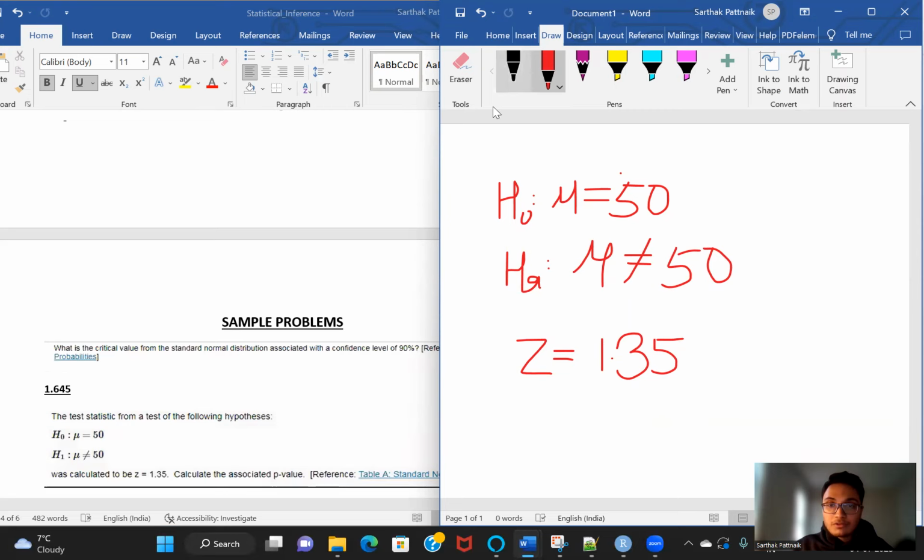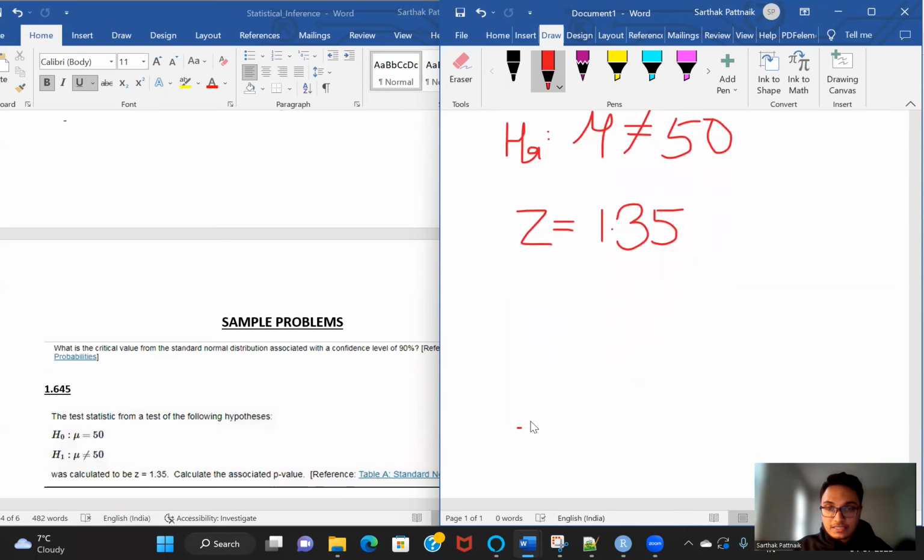Now, what kind of an alternate hypothesis is this, or what kind of a test is this? If you see, our alternate hypothesis is we need to get the evidence for mu is not equal to 50, which means we need to get the evidence for when mu is less than 50 as well as when mu is greater than 50. So we need to calculate the evidence for both sides. Therefore, this is a two-sided Z test.